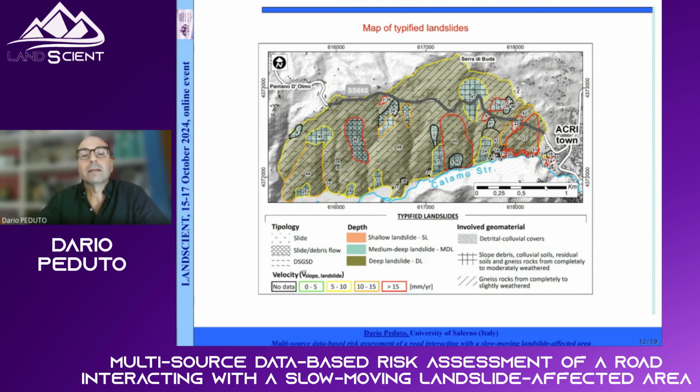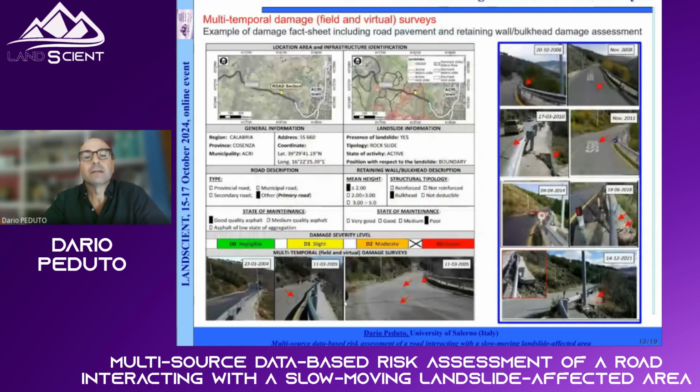The landslide characterization was accomplished in this map, in which you can see that all the landslides are clustered, typified according to their typology. For those with the same depth, you can see we go from shallow landslides to the deep landslides, that is the biggest ones, according to, of course, the environment, the involved geomaterials and their velocity. This was the first step of the analysis, the first results, the landslide characterization.